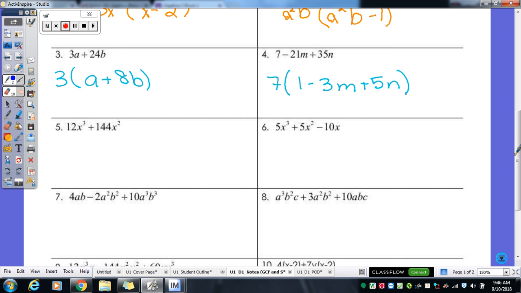What's our GCF in number 5? 12x squared. So that's inside the parentheses. Remember, we go up here, divide both of these by 12x squared. 12 divided by 12 gives me 1. Subtract my exponents, I get x to the first power.